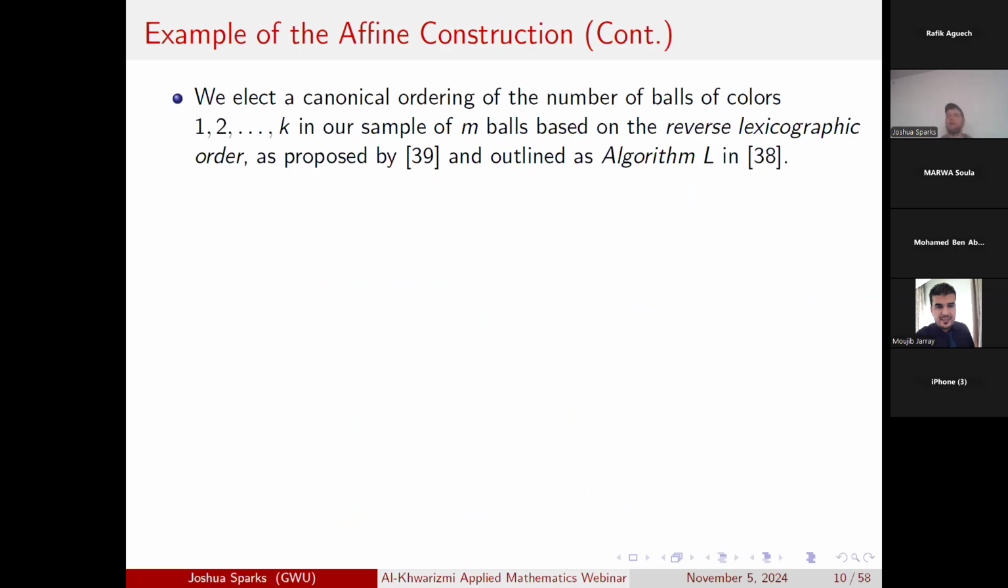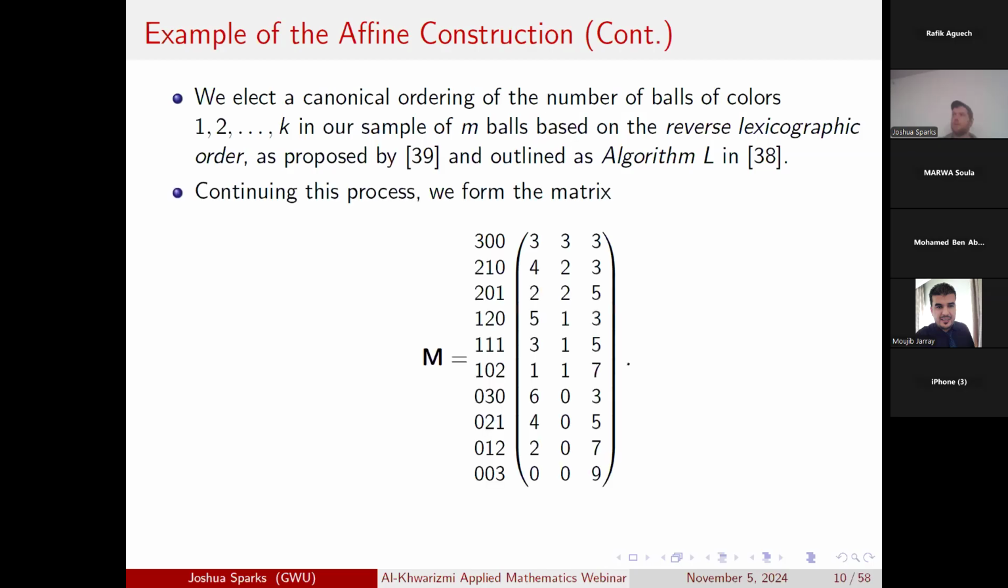It's proposed by Scott Consum and outlined as algorithm L with Knuth. And through this process, we are then able to form the matrix. Taking our core matrix A, we can create our replacement matrix as such. So note that here, this is for 300 for M.